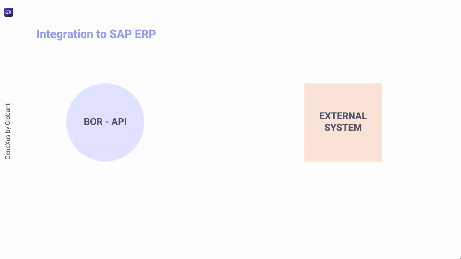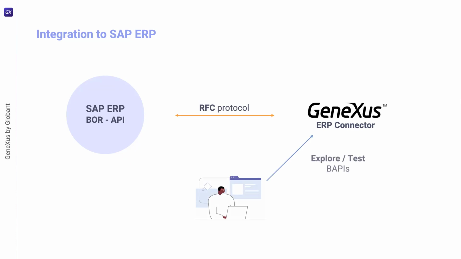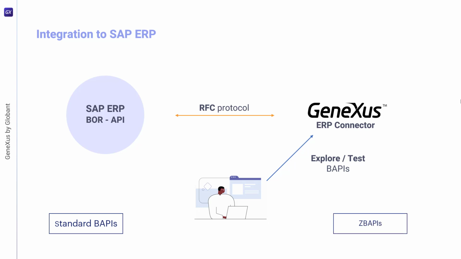These BAPIs are implemented as ABAP functions, making remote access possible, in other words, from outside SAP ERP, through the RFC protocol, remote function call, defined by SAP. In this context, Genexus developed the Genexus ERP connector, which allows accessing the SAP server with the appropriate credentials and obtaining, through RFC calls, all the information of the repository with all the existing BAPIs, either standard, developed by SAP, or customized, developed by the customers themselves. The latter are known as ZBAPIs.